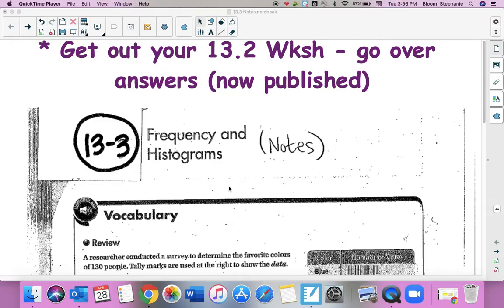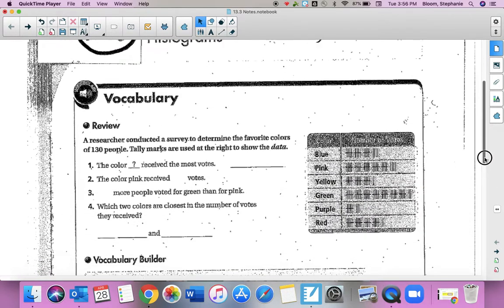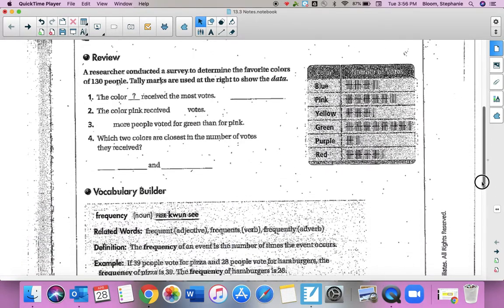But before we do these notes, I just want to make sure your 13.2 worksheet answers are now published. So you can go and check your answers and see if you are on the right track. So make sure that you do check that worksheet. Okay. So just a quick review.